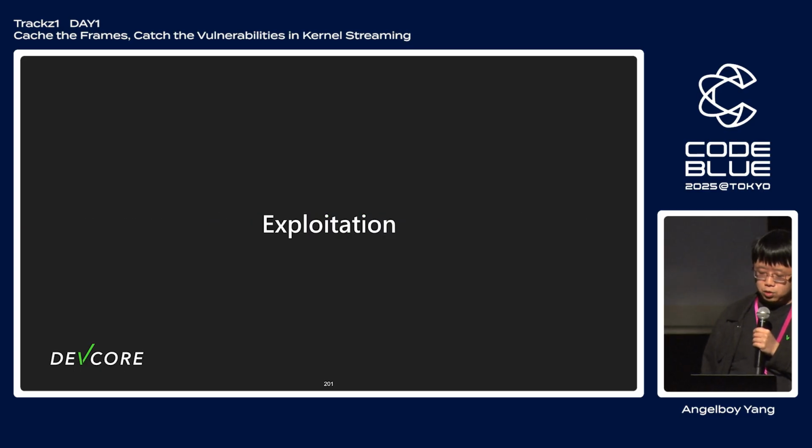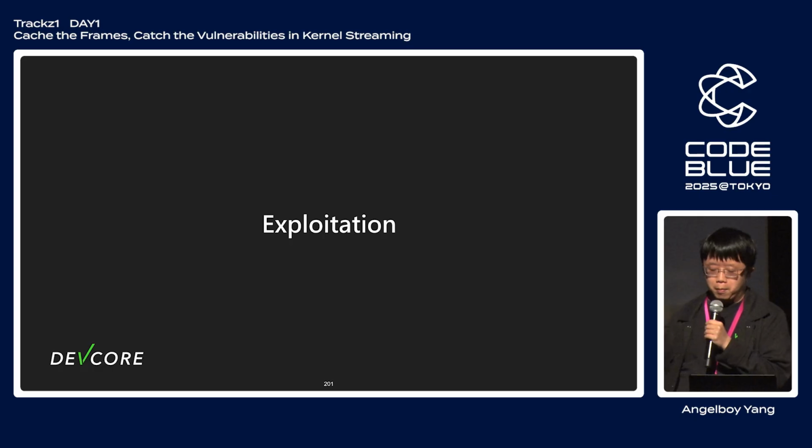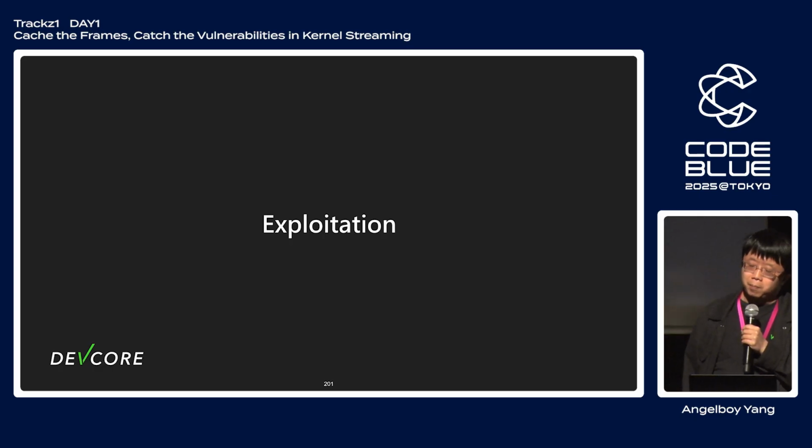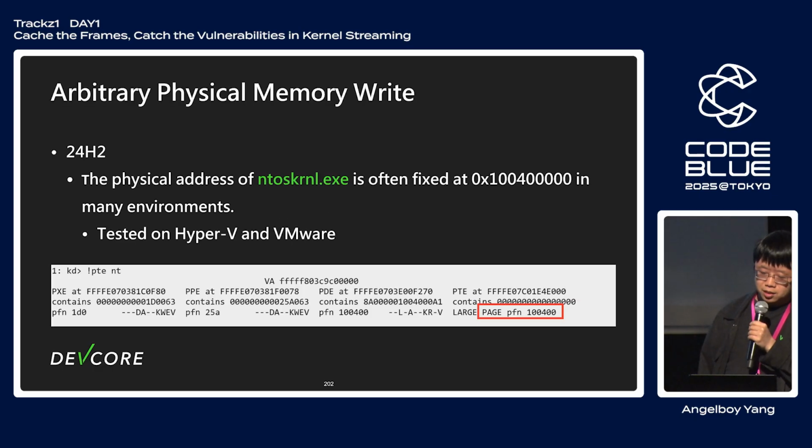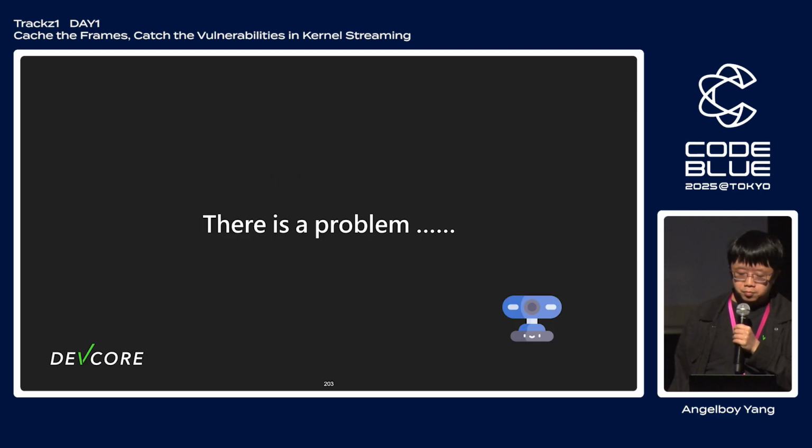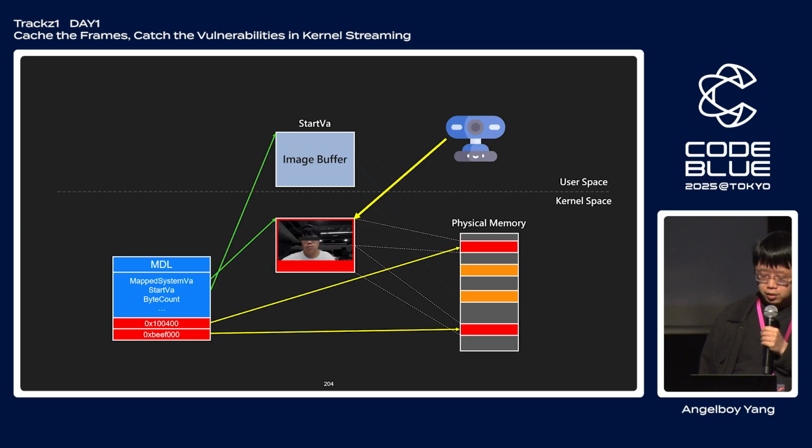The next step is to achieve EoP with the arbitrary physical memory write. But where to write? Interestingly, when we tested on 24H2, we noticed that the physical address of NT was always a fixed value in many environments. So does that mean we can just write directly to NT and take over the kernel? There's the problem. We cannot control the data coming from the webcam.